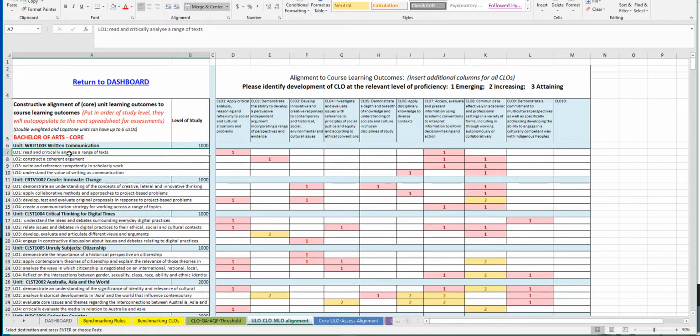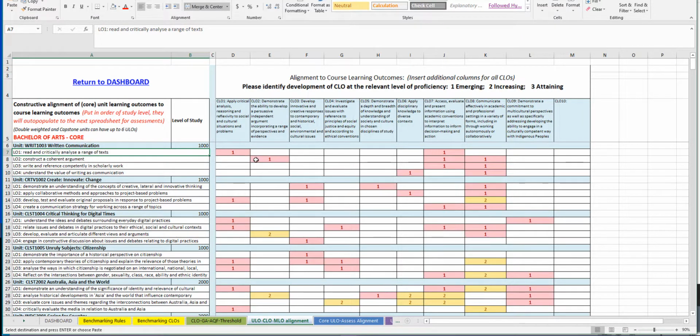Now, once we have these in here, we're going to be going through and looking at where they map to. So what course learning outcomes that unit maps to, and it won't map to all of them. And we need to be looking at whether it's emerging, increasing, or attaining. Since this is a 1,000 and it's an AQF 7, this would be basically 1. So this is their introductory or foundation units, and most of them will have 1s with maybe some 2s in it. What we're doing is we're looking at how this maps to these course learning outcomes.